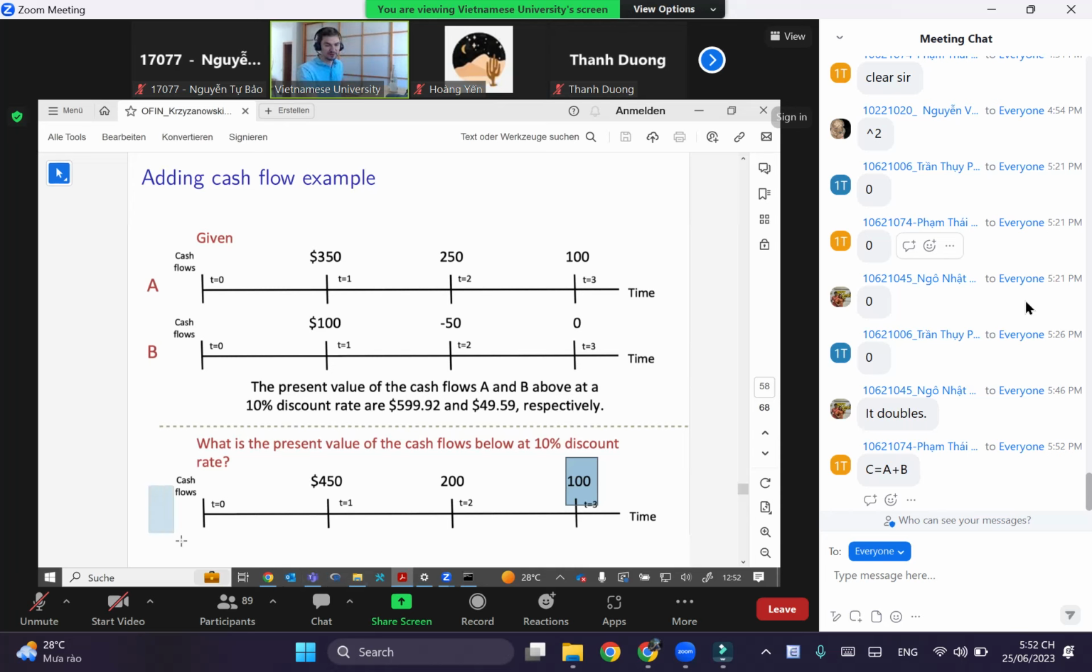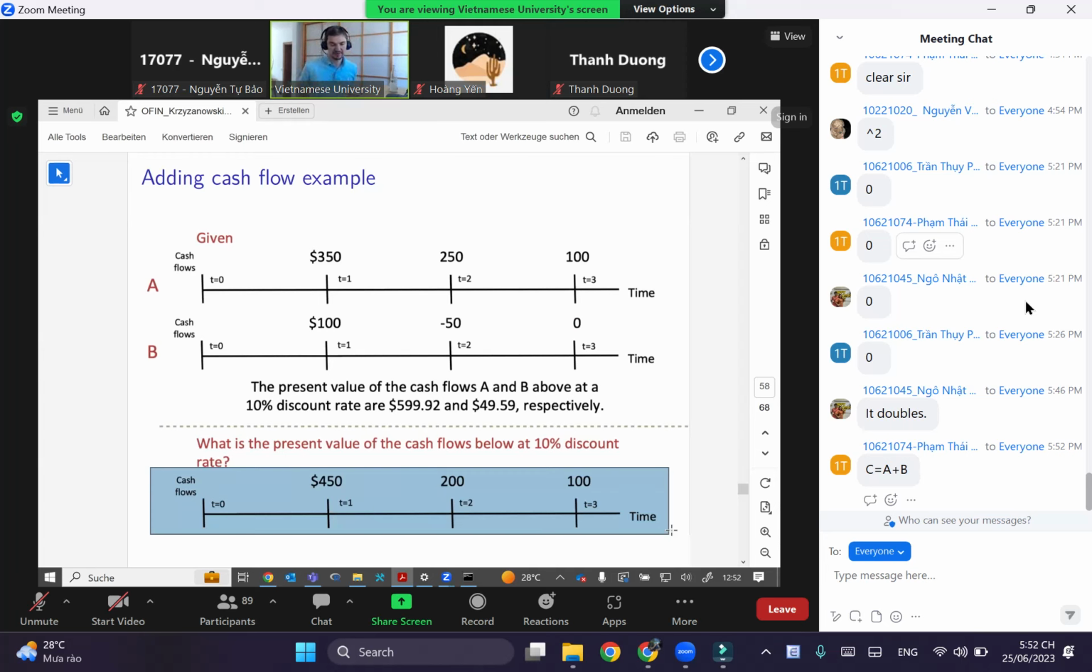Exactly. So let's suppose this investment opportunity is called C, as I see in the chat. Then C is equal to A plus B. So 350 plus 100 is equal to 450. 250 minus 50 is 200. 100 plus 0 is 100. So what you can see is that this investment opportunity is nothing else than the exact sum of A and B.